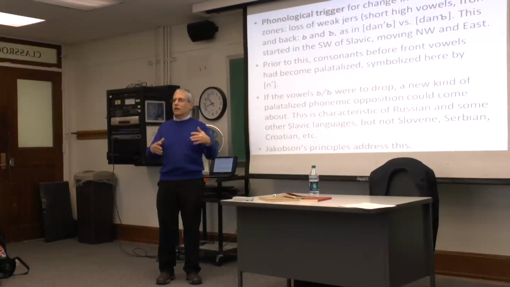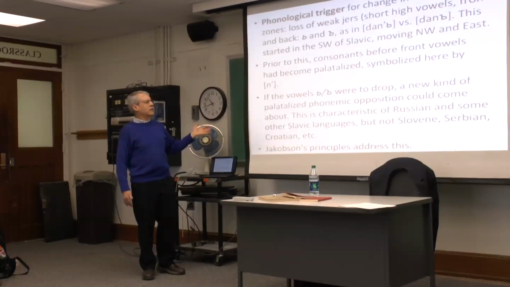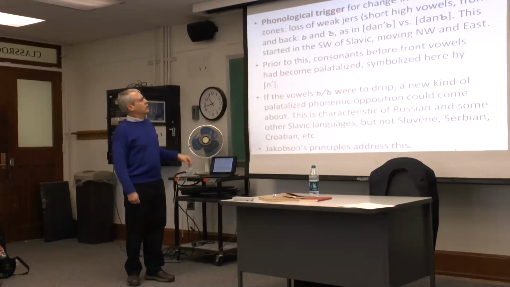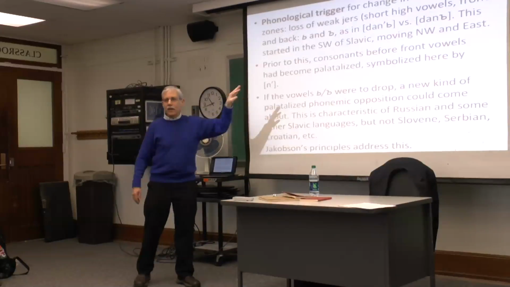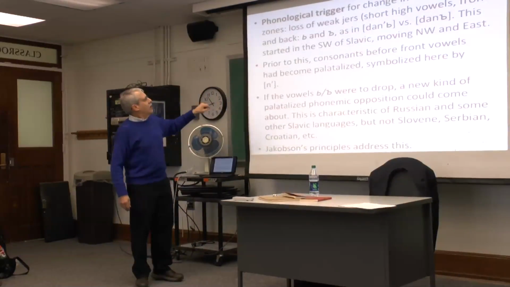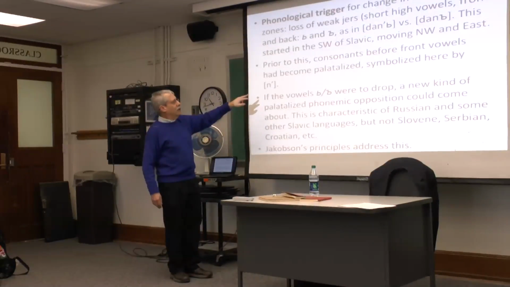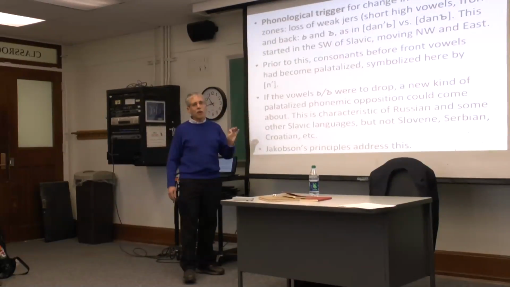From manuscripts going back to this original period, we can tell that it started, and the assumption is that maybe it was around the year 1000, roughly, that it started in the southwest of Slavic, and it moved toward the northwest and the east, the loss of these yers. Now, prior to this, consonants before front vowels became palatalized, symbolized by this ny. That would be ny. So you see what happens.